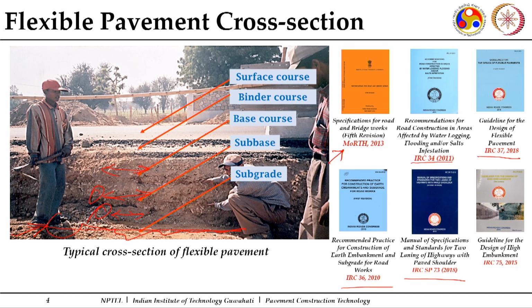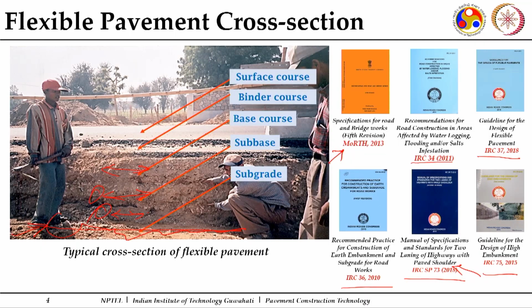We have IRC SP 73, SP means special publication, the manual of specifications and standards for two laning of highways with paved shoulders. We discussed yesterday what is a paved shoulder and what is an earthen shoulder. Then the IRC 75, which has the guidelines for the design of high embankments. Many more will be referred. These are a few examples shown here. We have good IRC Codal and Ministry of Road Transport and Highways specifications and codes available on this aspect.